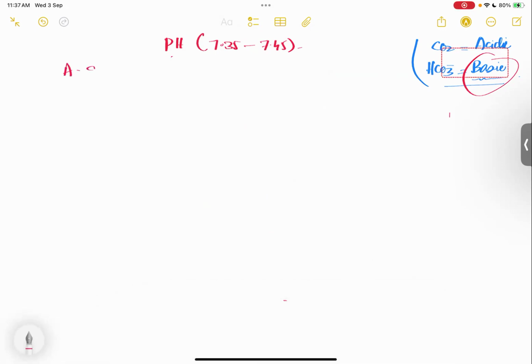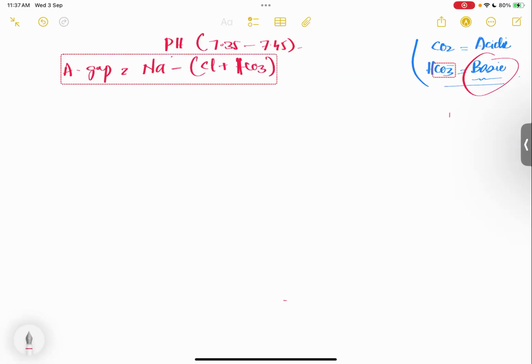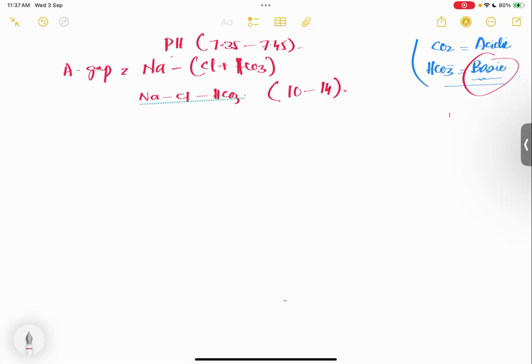Unmeasured anions. So what we calculate is sodium minus chloride plus bicarb, or we can say sodium minus chloride minus bicarb. Normal is 10 to 12 or 14. Some books say 10 to 12 or 14.